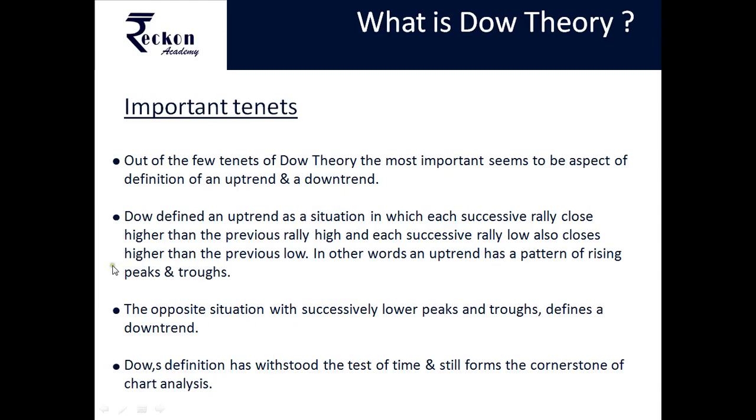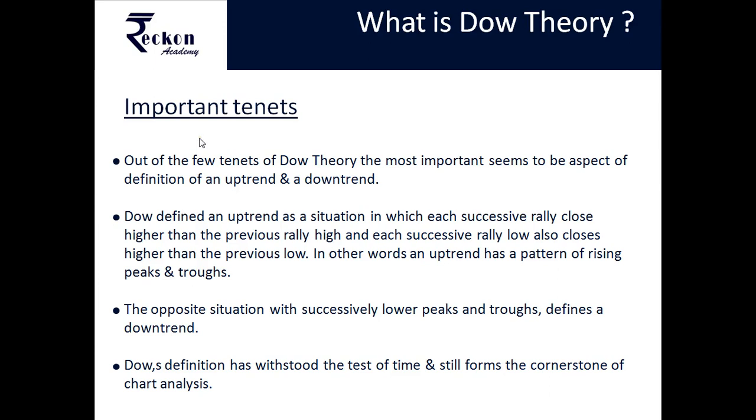So what are the few important tenets of Dow theory? Out of these, the most important one seems to be the definition of an uptrend or a downtrend. How will you define which stock is in an uptrend and which stock is currently in a downtrend? So basically, Dow defined an uptrend as a situation where each successive rally closes higher than the previous rally high, and each successive rally low also closes higher than the previous rally low. So basically, we have a pattern of higher highs and higher lows, and if it is a downtrend, friends, then it is a pattern of lower lows and lower highs.